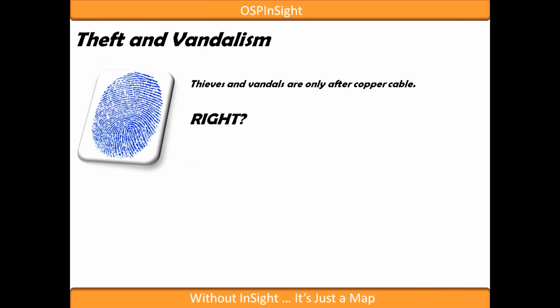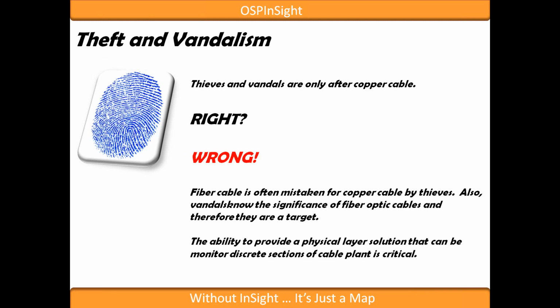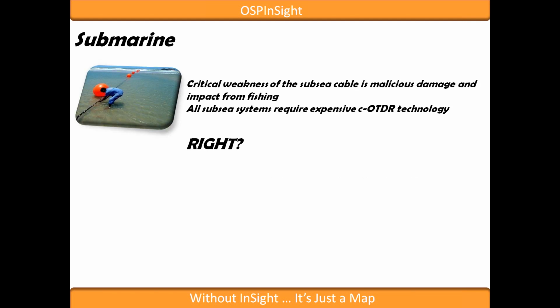Theft and vandalism. Thieves and vandals are only after copper cable. Right? Wrong. Fiber is often mistaken for copper cable by thieves. Also, vandals know the significance of fiber optic cables, and therefore they are a target. Again, we need to be able to monitor those things.